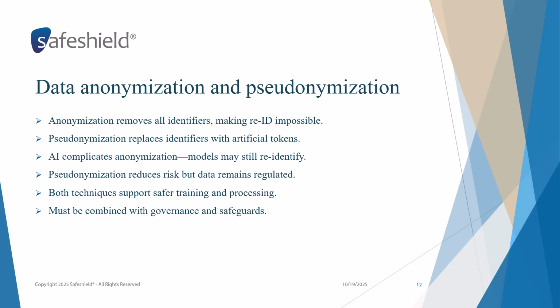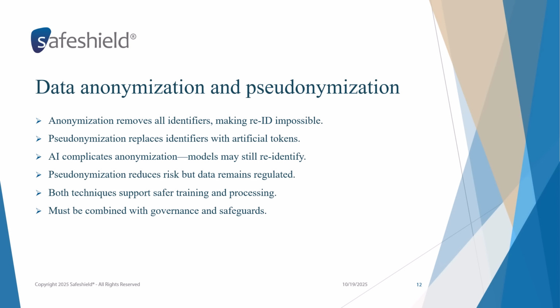However, achieving full anonymization is extremely difficult in practice, especially with AI. Powerful algorithms may still re-identify individuals by linking patterns across datasets. Pseudonymization, on the other hand, replaces direct identifiers like names or ID numbers with artificial identifiers, such as codes or tokens. Unlike anonymization, pseudonymized data can still be relinked to an individual if the key or mapping is available. While pseudonymized data remains subject to privacy laws, it significantly reduces risk and supports safer processing.